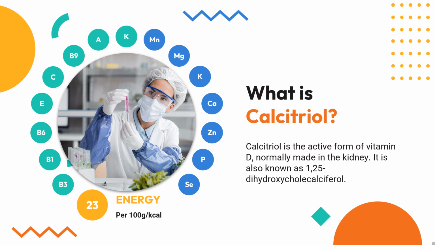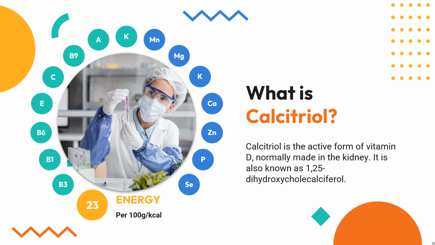What is calcitriol? Calcitriol is the active form of vitamin D, normally made in the kidney. It is also known as 1,25-dihydroxycholecalciferol. It is a hormone which binds to and activates the vitamin D receptor in the nucleus of the cell, which then increases the expression of genes.